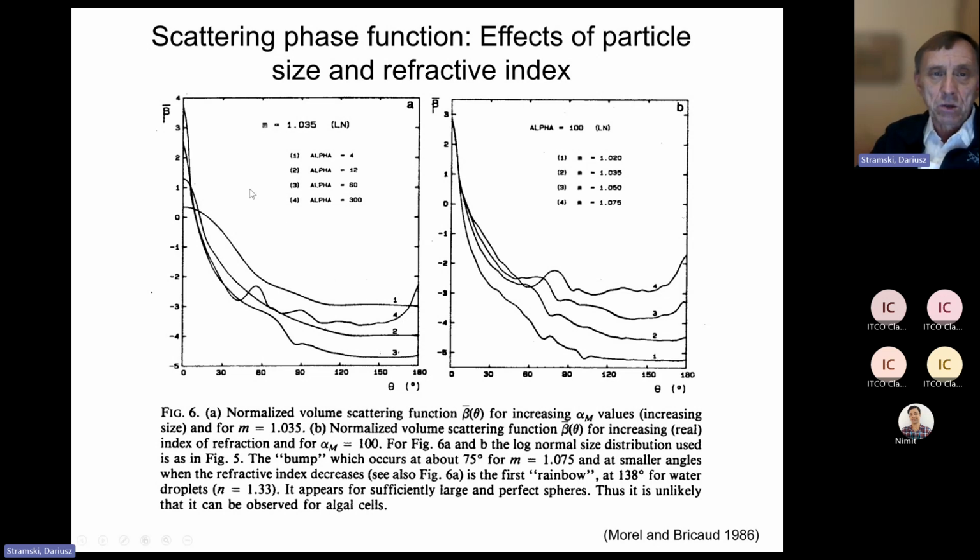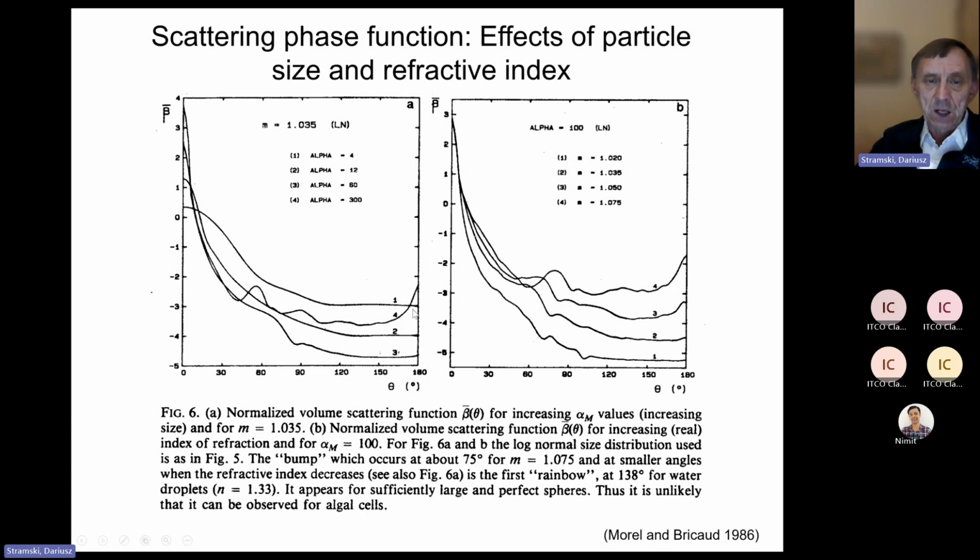So it is important to at least touch briefly on the angular shape of the scattering function, which can be quantified through the so-called scattering phase function. So we are just comparing the shape of the scattering function without accounting for the magnitude. In other words, the volume scattering function divided by its integral gives us the scattering phase function. And how that shape depends on basic physical properties of particles, size and refractive index.